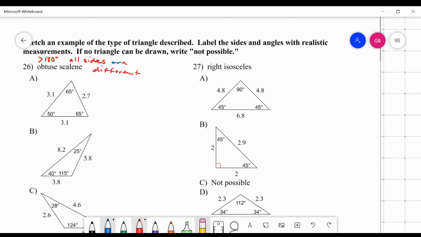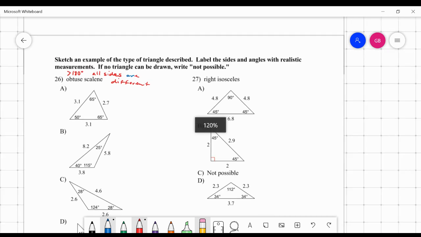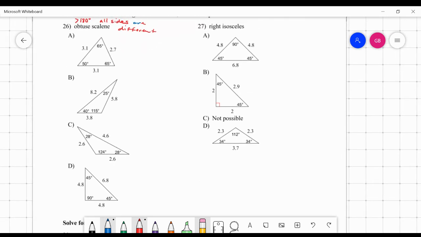So we need triangles that have at least one obtuse angle. So we could eliminate A and we could eliminate D because they don't have obtuse angles. Okay, and then all sides have to be different. So we could eliminate C. They have two sides that are the same. So the answer would be A. It has an obtuse angle and then all sides are different.